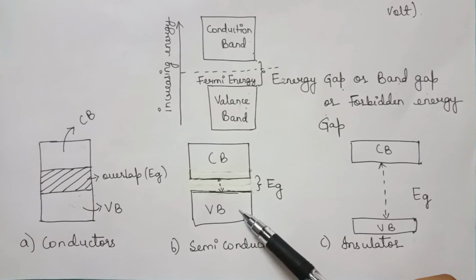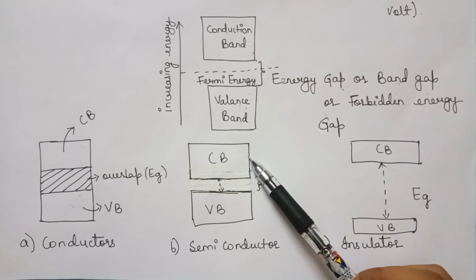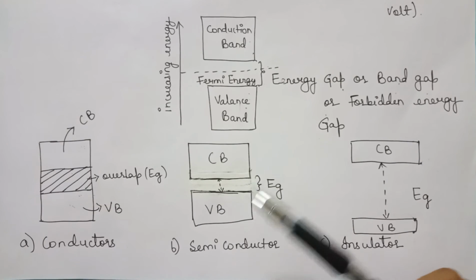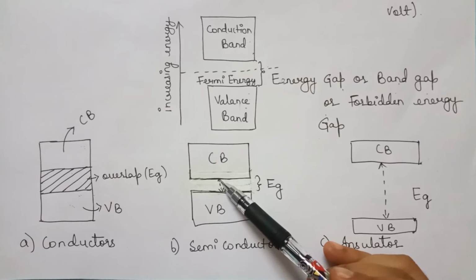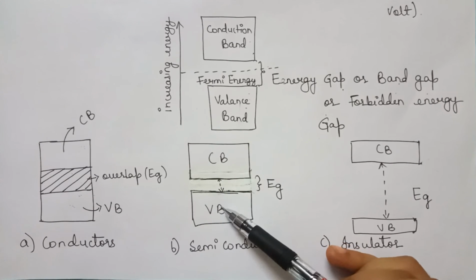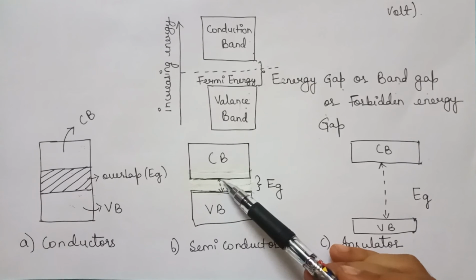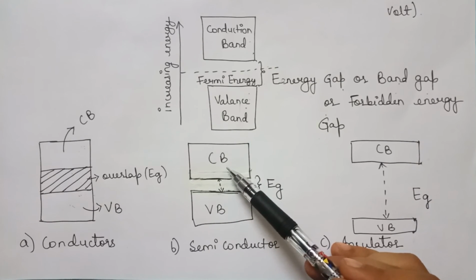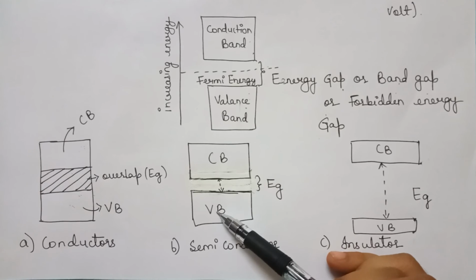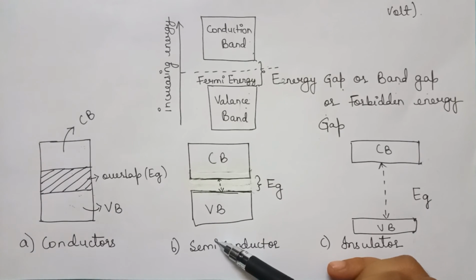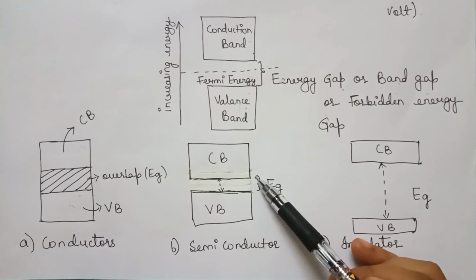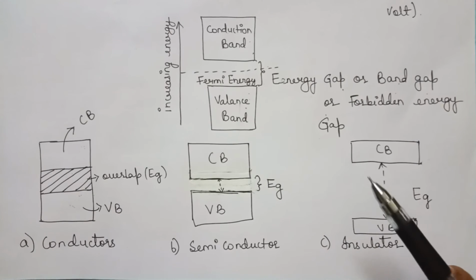Next is semiconductors. This is the conduction band and this is the valence band. There is a very small gap between the conduction band and valence band. So, by applying a small voltage, you can pass the electrons from this band to this band. Hence, these are known as semiconductors, and there is a small energy gap in semiconductors.